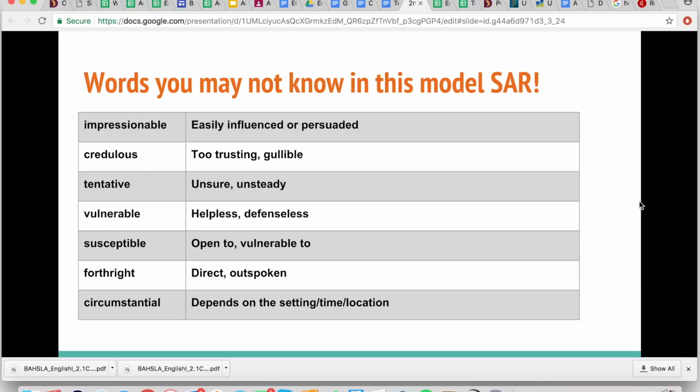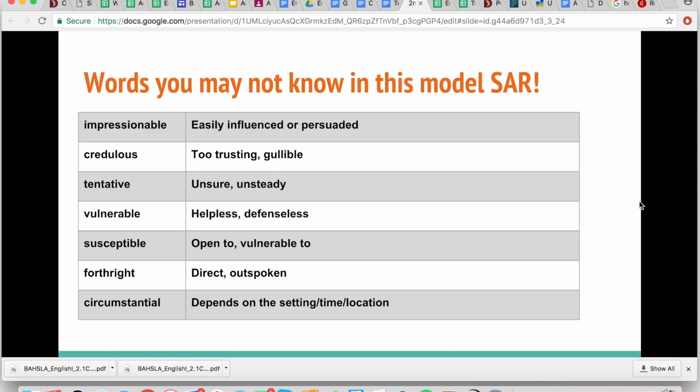Then we have the word vulnerable, which means to be helpless or defenseless. Susceptible is a synonym or another way to say vulnerable. So someone who is vulnerable or helpless or maybe open to something. Then we have the word forthright, which means direct, outspoken. They are straightforward. The last word is circumstantial, which means that they depend on what's going on. It's circumstantial. It depends on the situation.